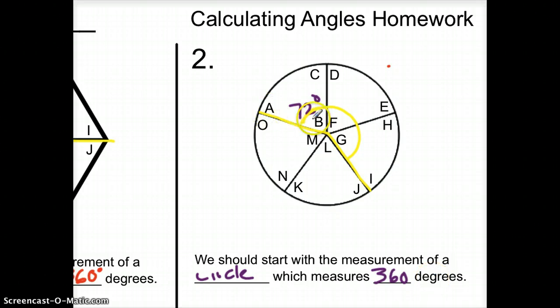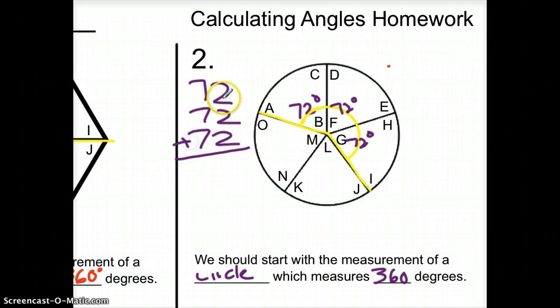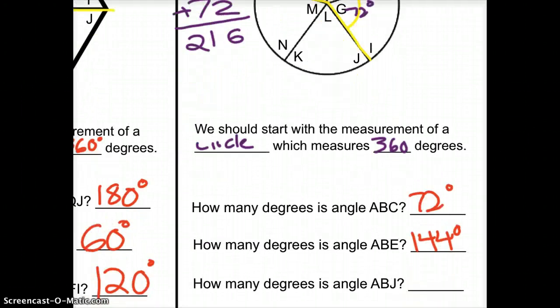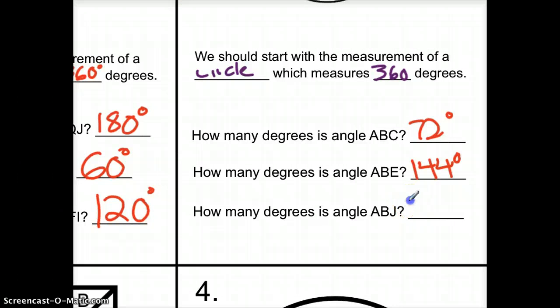I'm going to look for A is 72 degrees. I just found out that's 72 degrees. G is also equal to that 72 degrees. So it's 72 times 3, or 72 plus 72 plus 72. So I can do 2, 4, 6, and 7 times 3 is 21. So angle ABJ is 216 degrees.